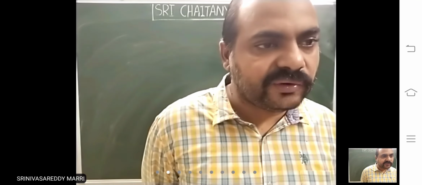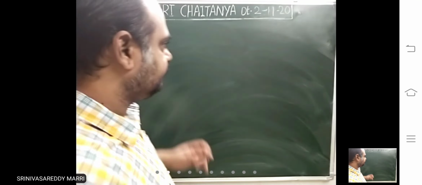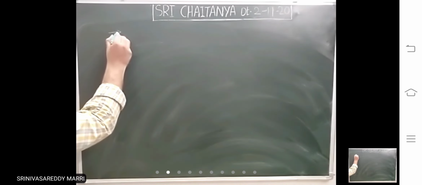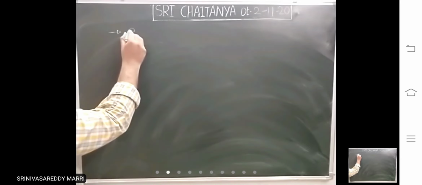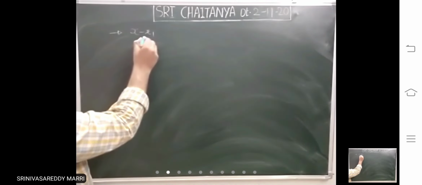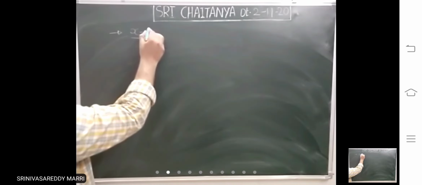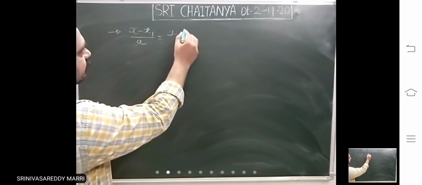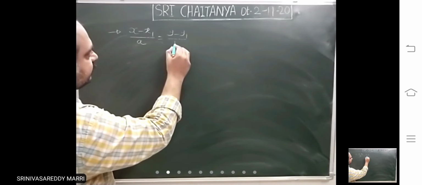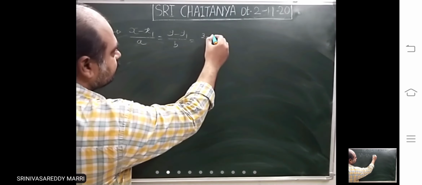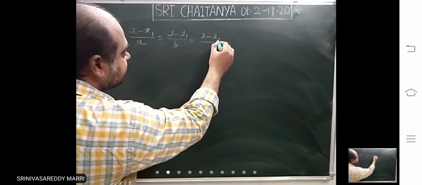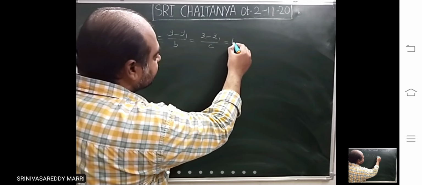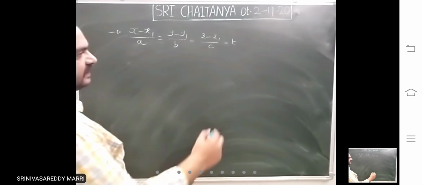This week's syllabus is about lines and planes. So that form of the line is (x - x1)/a = (y - y1)/b = (z - z1)/c. So these ratios will be equal to t. This is the equation of the line.